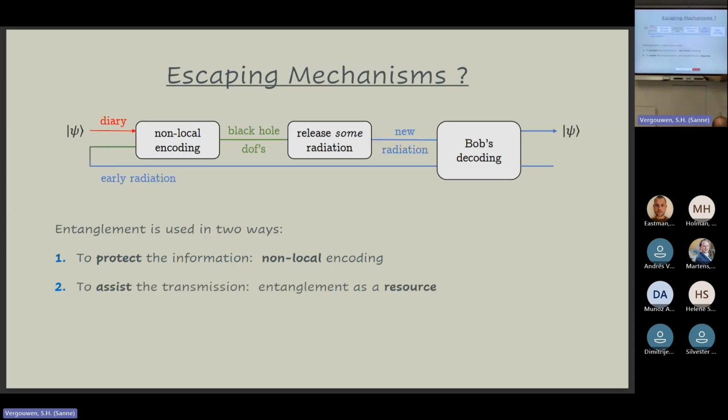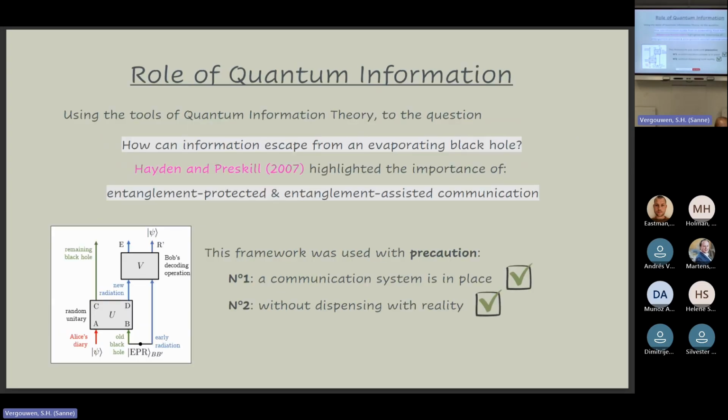Another way in which entanglement is used is actually to assist the transmission. So this is more using entanglement as a resource, very common also in quantum info protocols, because remember that this is an old black hole that is entangled with this early radiation. And Bob can actually use that existing supply of entanglement to perform his decoding operation. So entanglement is used as a resource.